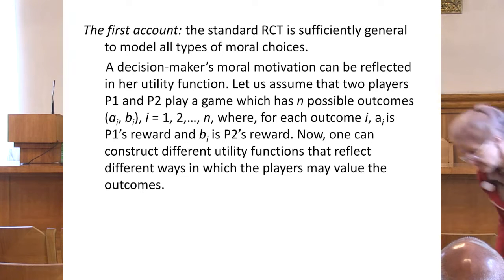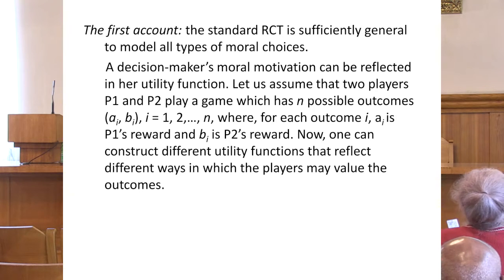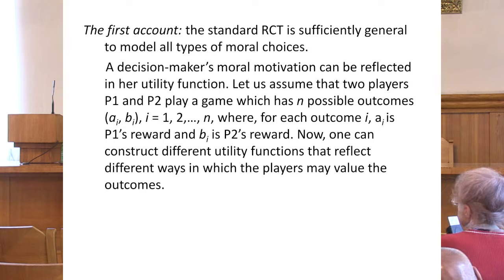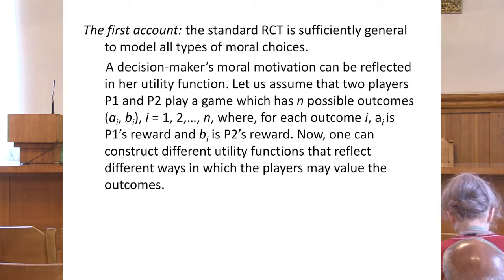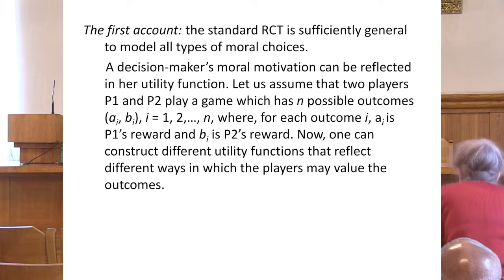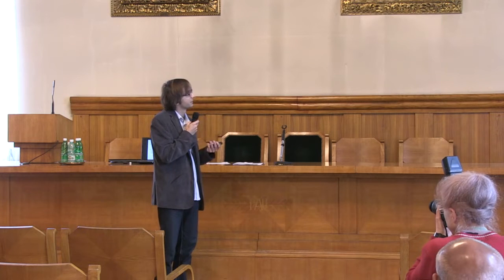Let us assume, for instance, that we have a game, a two-person game, which has n possible outcomes. For each outcome, A is player one's reward, where reward is also understood in this context as a negative reward, so as a kind of punishment. And B is player two's reward. So now, the argument goes of the defenders of the first account that one can construct various utility functions that reflect different ways in which the players may value the outcomes. And to give just a few examples.